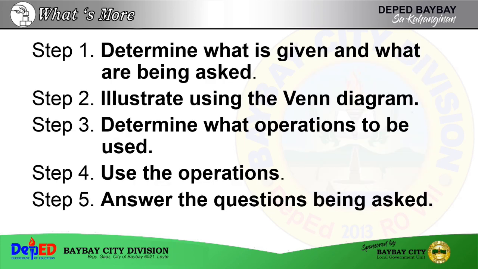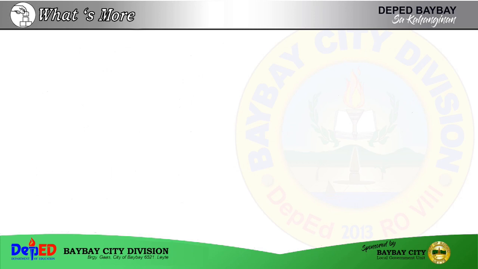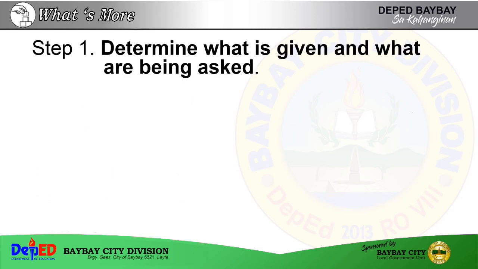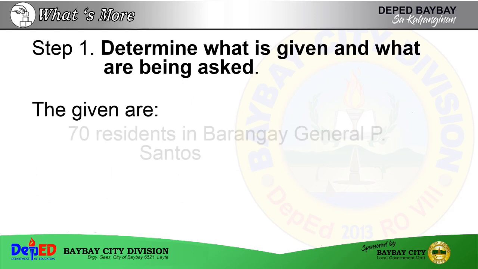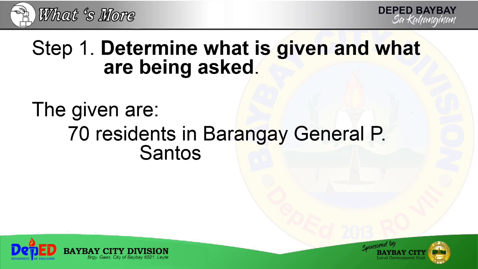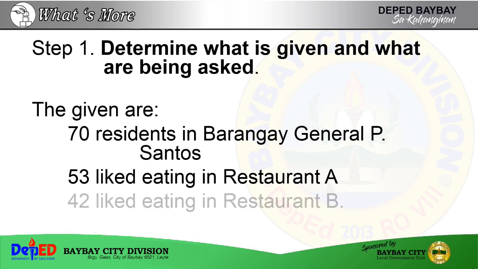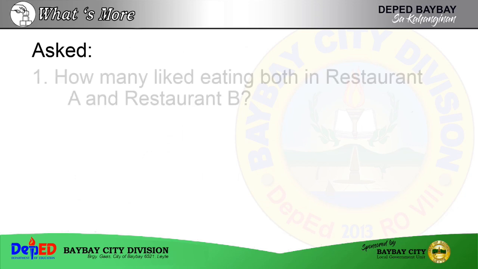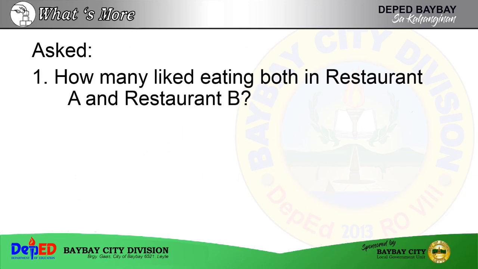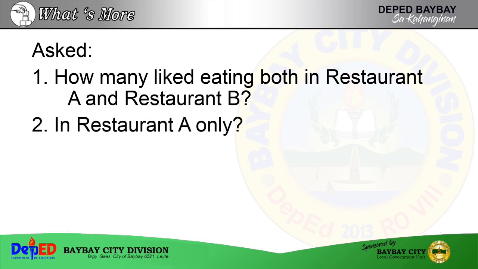Step 1. Determine what is given and what is being asked. The given are 70 residents in Barangay General P. Santos, 53 like eating in Restaurant A, and 42 like eating in Restaurant B. What is being asked? How many like eating both in Restaurant A and Restaurant B? How many like eating in Restaurant A only? How about in Restaurant B only?